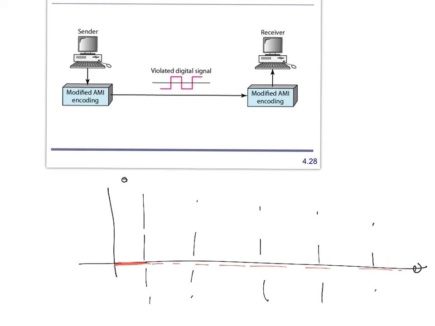So for the DC component, it's still 0, so it does not add to the DC component, right? But what is the problem here? If we have a fixed voltage, if we have straight 0 like this, then we have a problem with self-synchronization. We don't have any change.